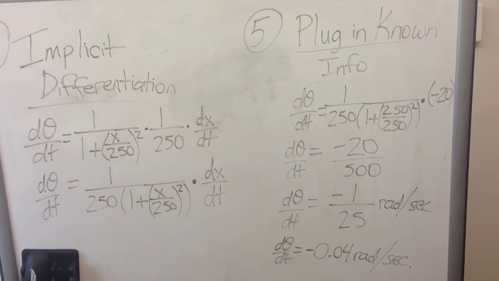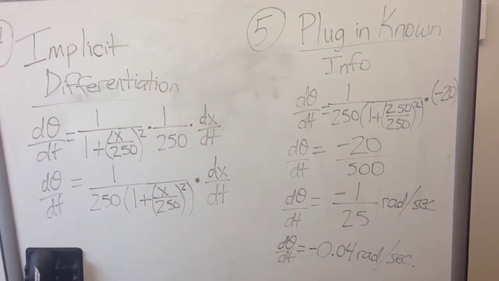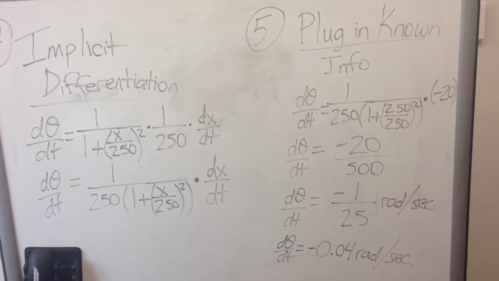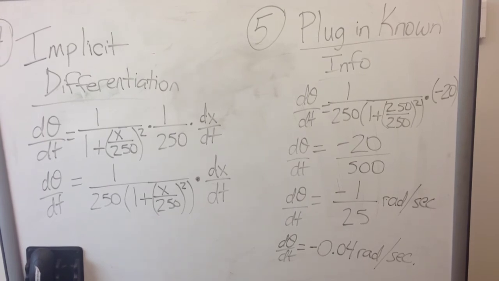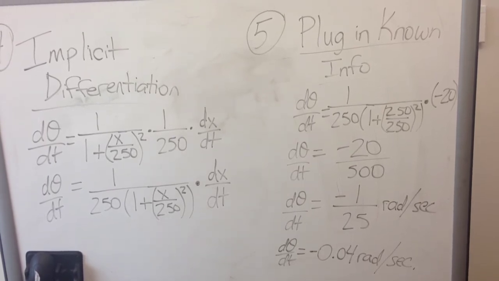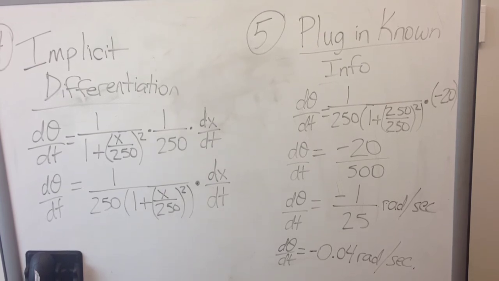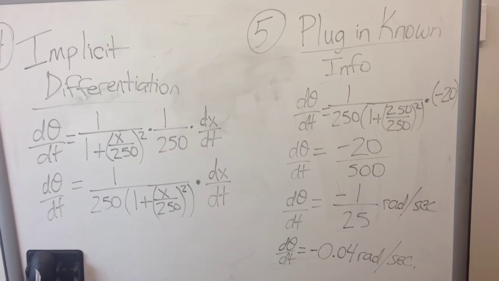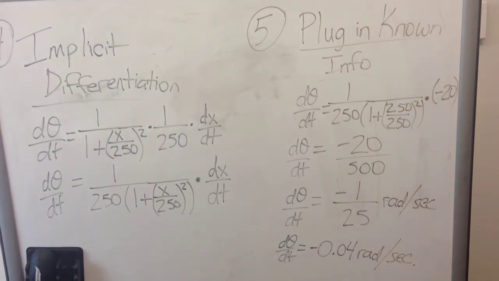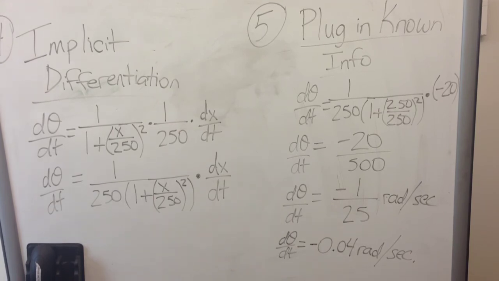So when we plug in, step number 5, we plug in our known information, plug in the 250 for x. That will make that 250 over 250 underneath the rational expression. That'll make it 1. Very simple. You're going to have negative 20 on the top, 250 times 2 is going to be 500 on the bottom. So when you reduce that, it's going to be negative 1 over 25 radians per second, or negative 0.04 radians per second.